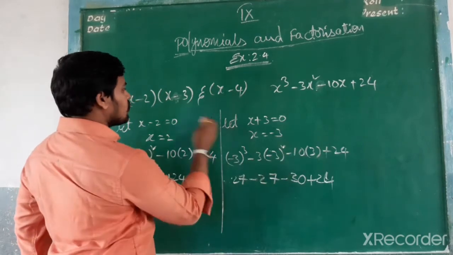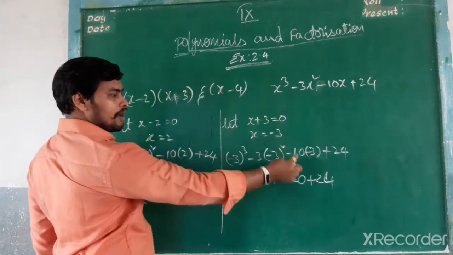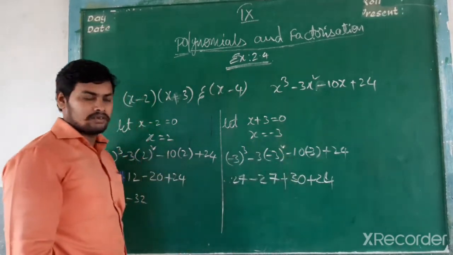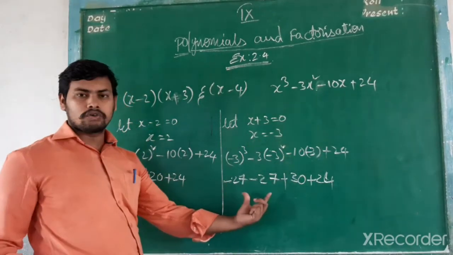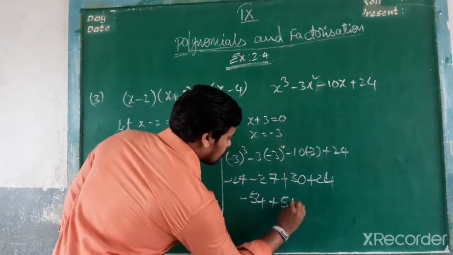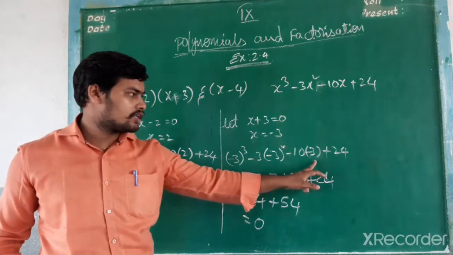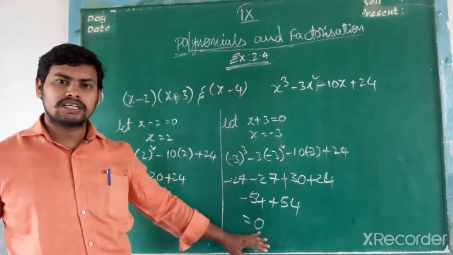Here the x value is minus 3. Minus times minus is plus. So minus 27 minus 27 is minus 54, plus 54. So the result is 0.